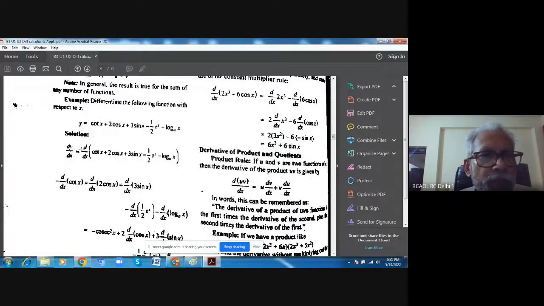This is also like this. If it is a very lengthy function, another function is given: cot x plus 2 cos x plus 3 sin x minus half e to the power x minus log x. There are long functions. Again, don't worry, you have to split it as per the rule. Consider it one braid piece, another braid piece, another braid piece. Take the derivative of all the braid pieces, and finally you get the result.